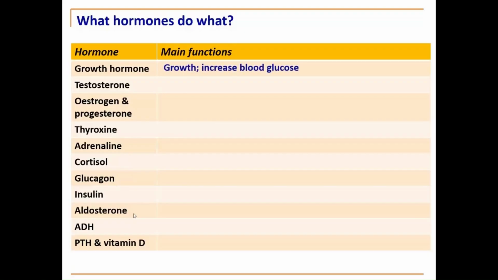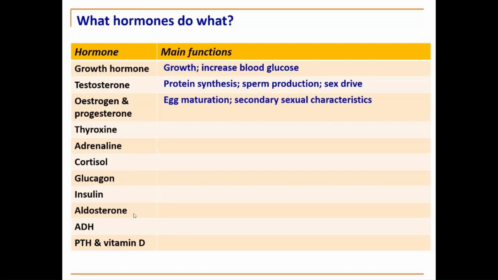Growth hormone: growth, and it also increases blood glucose. Testosterone: protein synthesis, sperm production, sex drive, secondary sexual characteristics. There are all kinds of things that testosterone stimulates. Estrogen and progesterone: egg maturation and secondary sexual characteristics, if we're thinking about estrogen. Progesterone prepares the uterus for a fertilized egg. Plenty of other functions also.